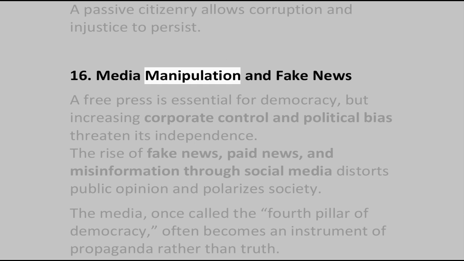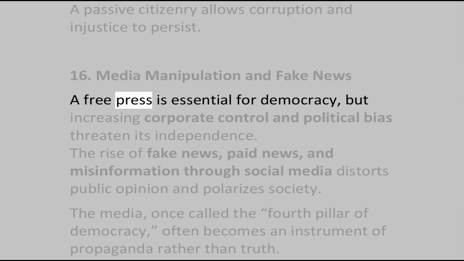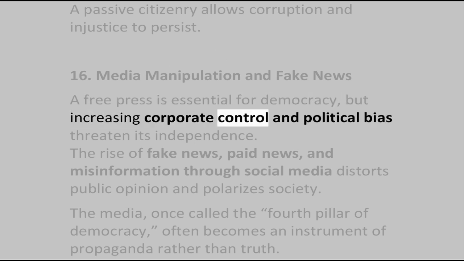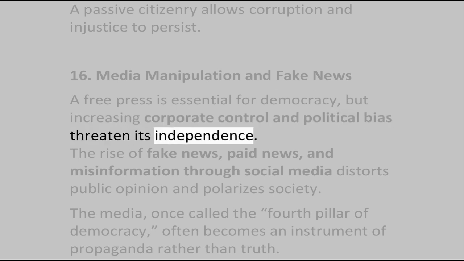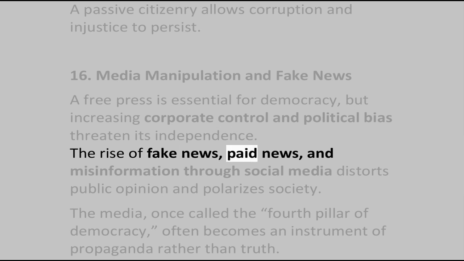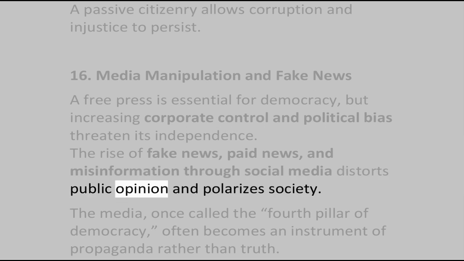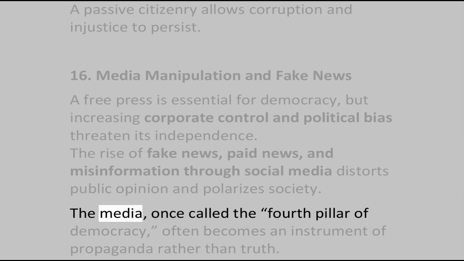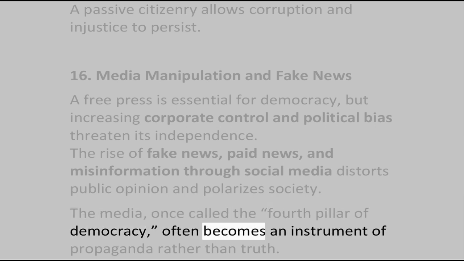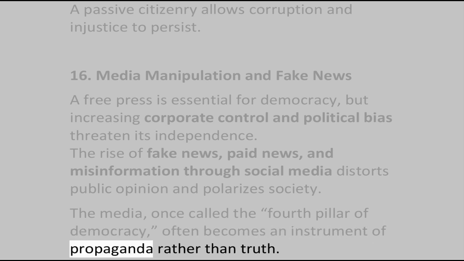16. Media manipulation and fake news. A free press is essential for democracy, but increasing corporate control and political bias threaten its independence. The rise of fake news, paid news, and misinformation through social media distorts public opinion and polarizes society. The media, once called the fourth pillar of democracy, often becomes an instrument of propaganda rather than truth.